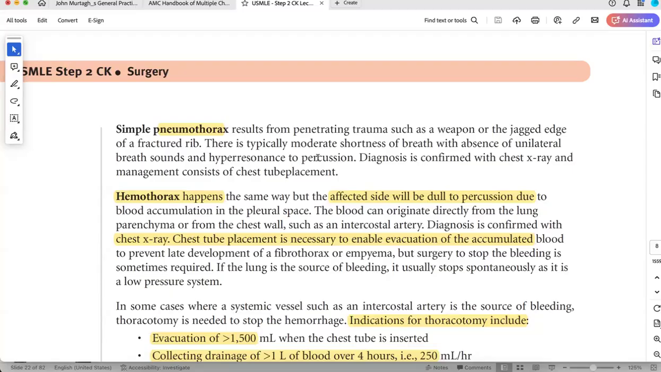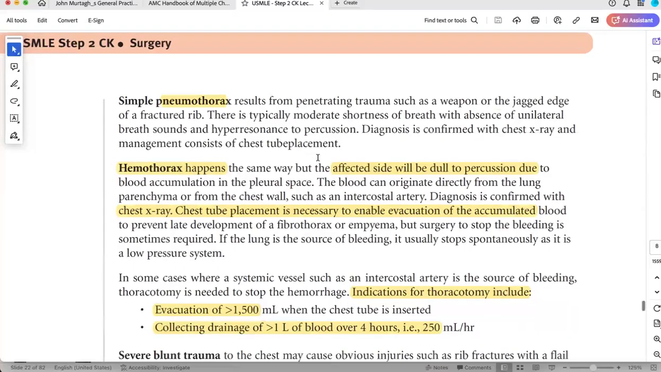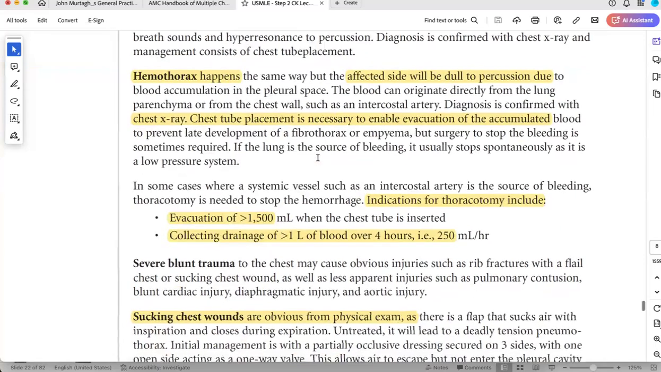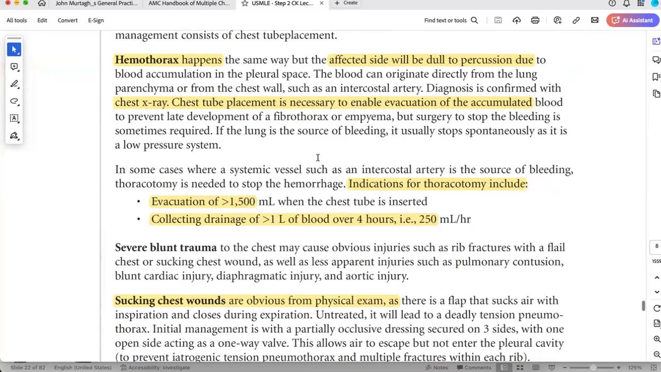And for hemothorax, definitely you will need to go for chest tube placement to evacuate the accumulated blood in the pleural cavity. Now, that is the main treatment, but there are some patients for whom you need to go for thoracotomy. So the indication of thoracotomy, which means surgery, is, let's say, when you inserted the chest tube and immediately more than 1.5 liters of blood came out into the tube. That means the patient is bleeding heavily. In that patient, thoracotomy is indicated. Or over the next 4 hours, there has been a collection of more than 1 liter of blood.